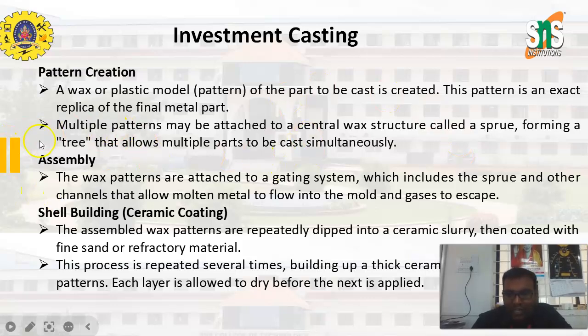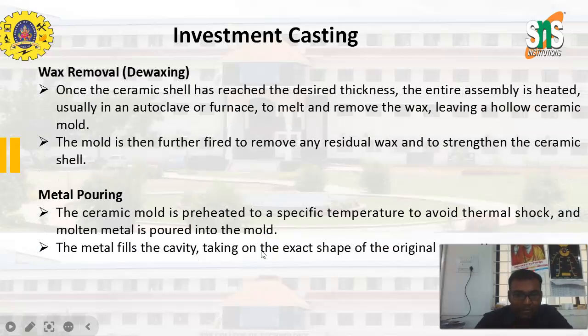Next is the assembly of the wax pattern, as we already discussed. The wax patterns are attached to the gating system, which includes the sprue and other channels that allow molten metal to flow into the mold and gases to escape. Next is shell building. The assembled wax patterns are repeatedly dipped into the ceramic or refractory slurry, then coated with fine sand or refractory material. This process is repeated several times, building up a thick ceramic shell around the wax pattern. Each layer is allowed to dry before the next is applied.